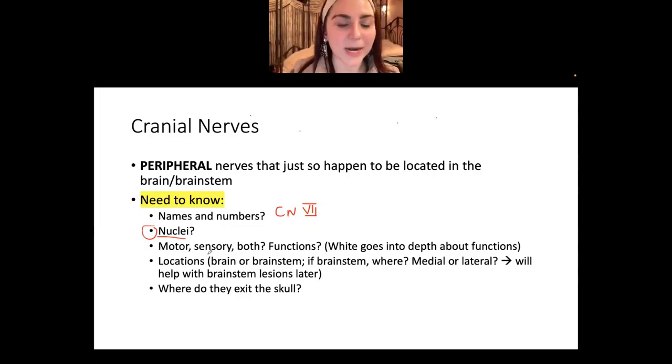Locations: is it in the brain or in the brainstem? There are 2 in the brain. Everything else is in the brainstem. If brainstem, where, and are they medial or lateral? This is going to help you with your brainstem lesions that we're going to do at the very end.